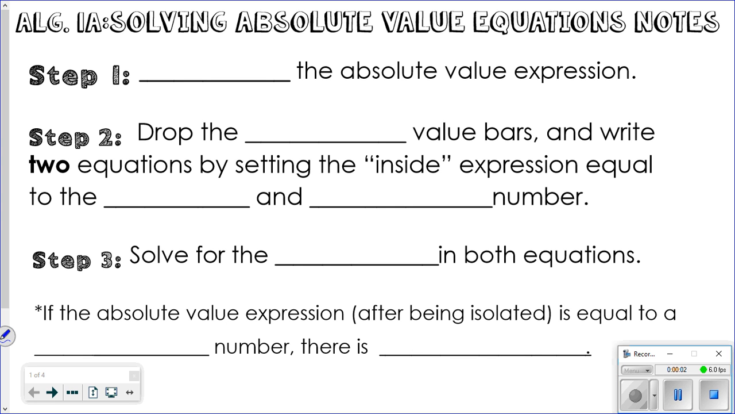We are going to cover notes today on solving absolute value equations. So step one, we only have to do if necessary, and it's isolate the absolute value expression. What that means is we want to get our absolute value bars alone. So if there's something in front of them or something after them, we want to get rid of it. We want to move it to the other side.